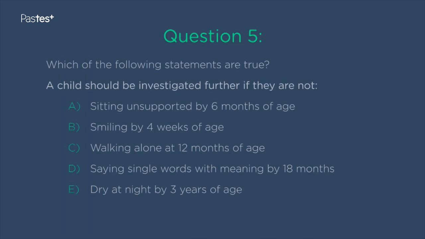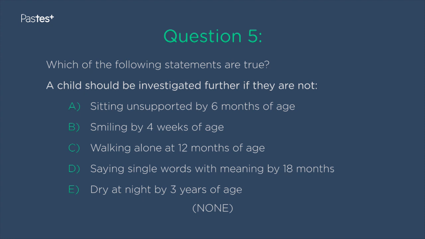Question 5. A child should be investigated further if they are not: A, sitting unsupported by 6 months of age; B, smiling by 4 weeks of age; C, walking alone at 12 months of age; D, saying single words with meaning by 18 months; E, dry at night by 3 years of age. This question is not asking about the range of normal, it's asking about when investigations should be instigated.